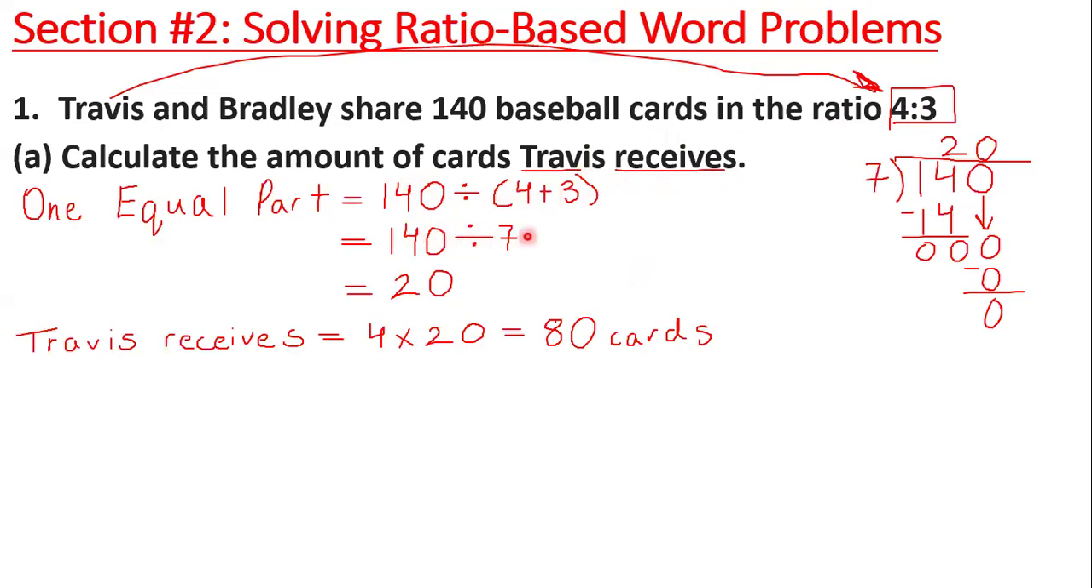When we divide these two, what do we get? 20. Very good. And then to figure out the amount that Travis receives, we have to do what? Because Travis is 4 equal parts, right? So don't mistake that. To get the amount that Travis receives, we have to say 4 times 20, and 4 times 20 is 80 cards.